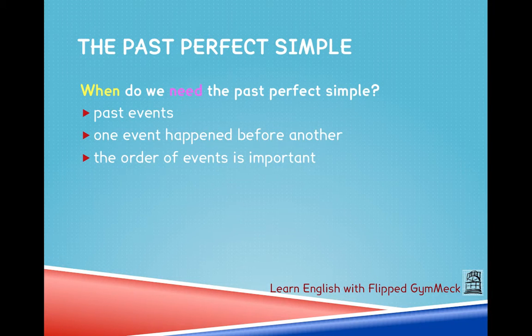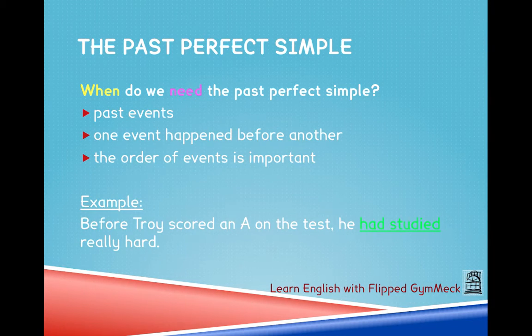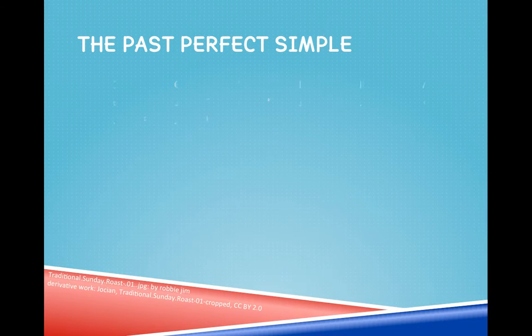Here's an example. Before Troy scored an A on the test, he had studied really hard. So the first thing that happened was that he studied, and the second thing that happened was he scored an A on the test. The order of events is important because he scored an A on the test after he had studied really hard. This also works in other settings, of course.